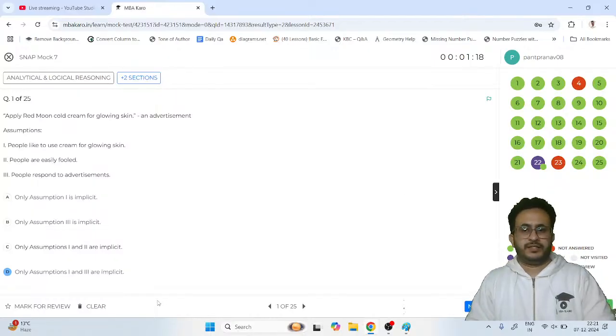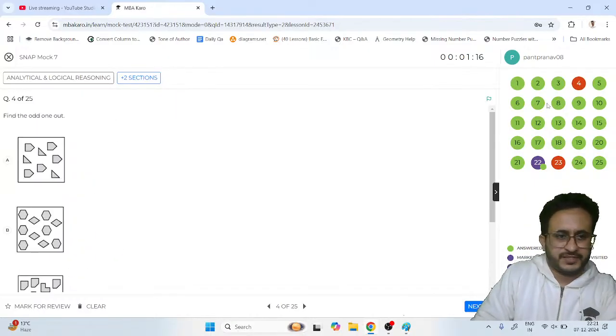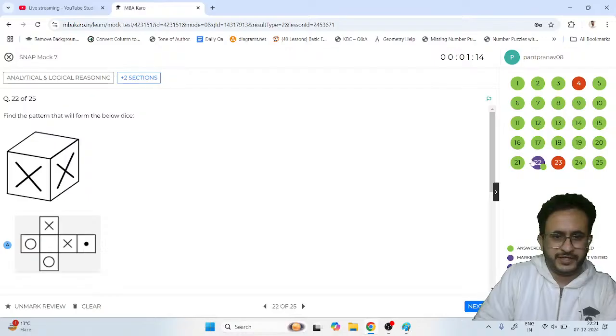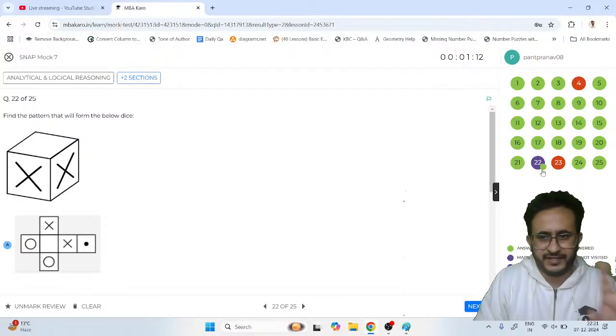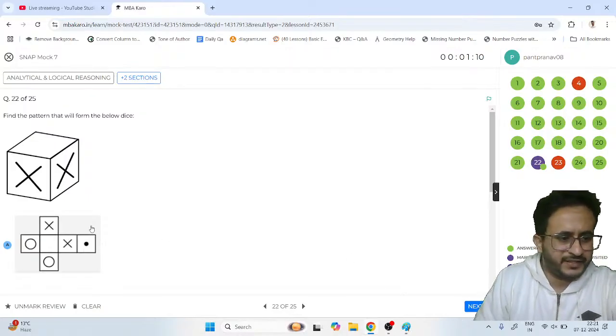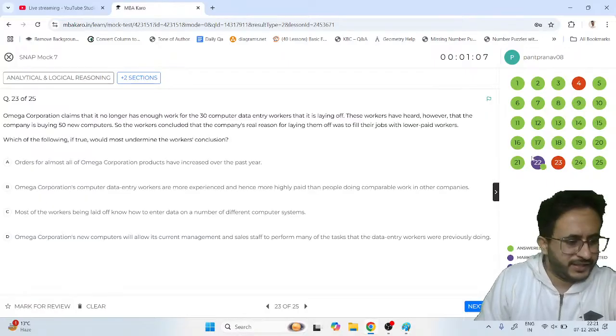Analytical reasoning. Fourth question we missed, odd one out, not attempting. 22, I was telling that, okay, we have done it because we were getting three different pairs. 23rd, let us see.